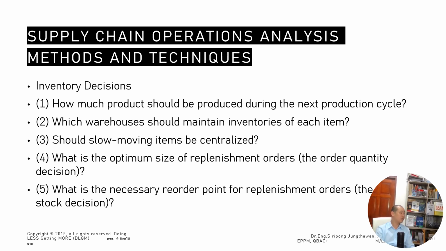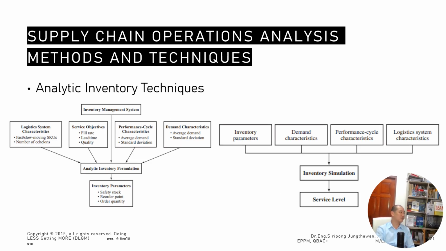And the next question is the optimum size of the replenishment order, the order quantity decision that links to EOQ or EPQ, and that you know about this, economic order quantity or economic production quantity. And what is the necessary reorder point for the replenishment order, that links to stock decision also, that links to the other things that you have to know about this. And analytics inventory techniques, that you have to know about analytics inventory formulation.